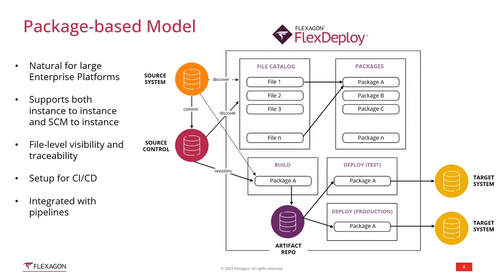So the package-based model will automatically discover the components from the source control system. So I may have hundreds or thousands of APIs and integrations. And after that discovery, I can create a package which is going to represent some piece of code or some defect that I'm working on. I can add in the components from the file catalog, and then the build and deploy lifecycle occurs against that package.